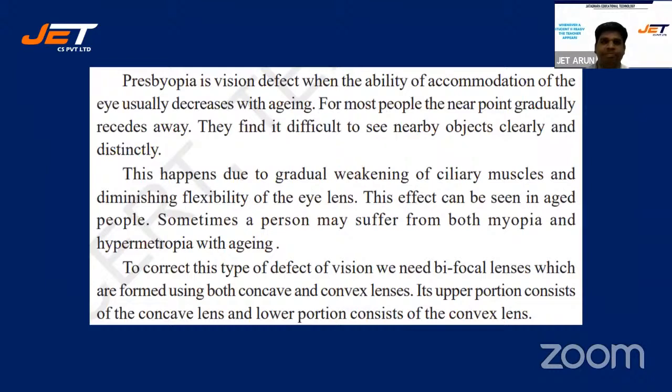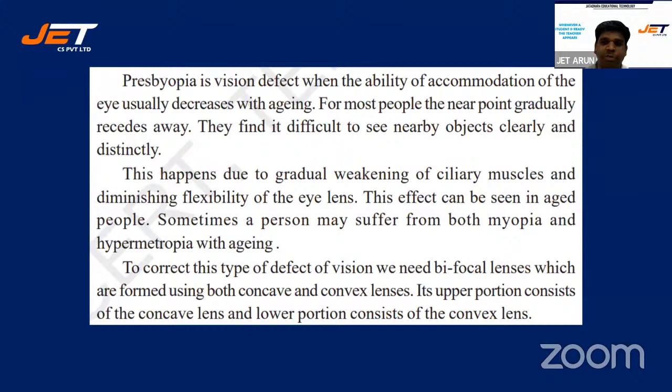And presbyopia, which is a vision defect when the ability of accommodation of the eye usually decreases with aging. For most people, the near point gradually recedes away. They find it difficult to see nearby objects clearly and distinctly. This happens due to gradual weakening of ciliary muscles and diminishing flexibility of the eye lens. This effect can be seen in aged people.